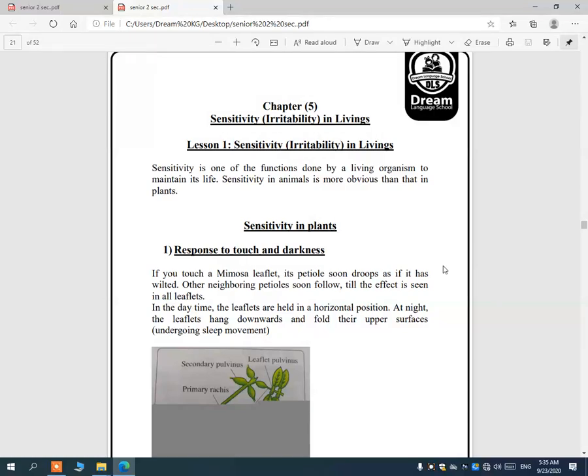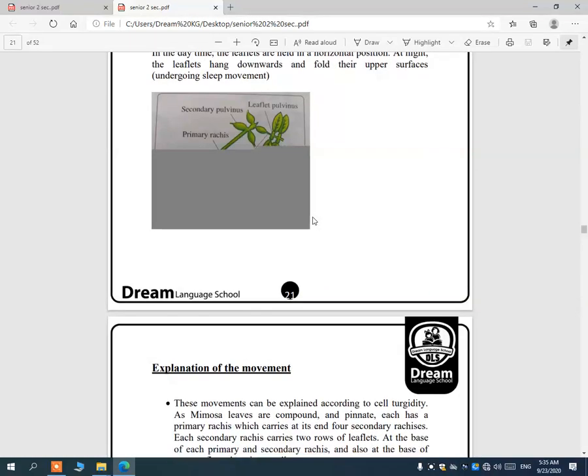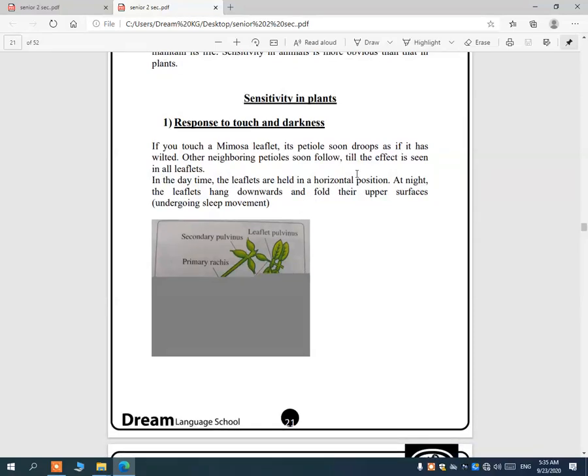Number one, we'll talk about sensitivity in plants. Response to touch and darkness. There are some plants like the mimosa plant. If you touch a mimosa leaflet, its petiole soon drops as if it has wilted, and other neighboring petioles soon follow, till the effect is seen in all leaflets.